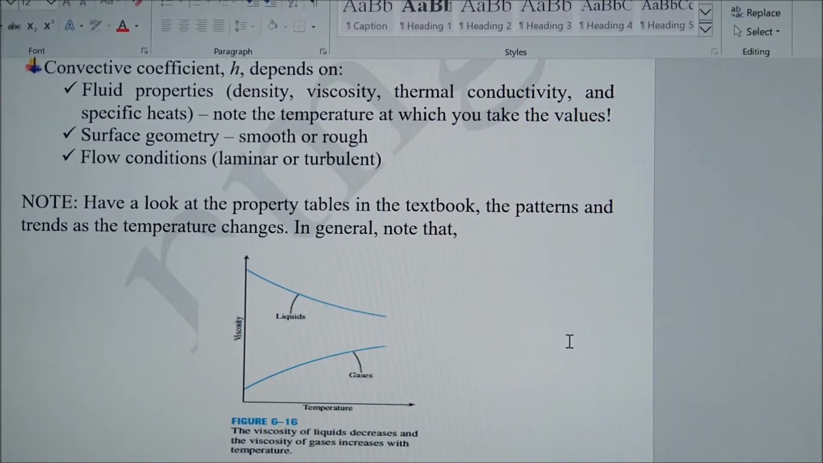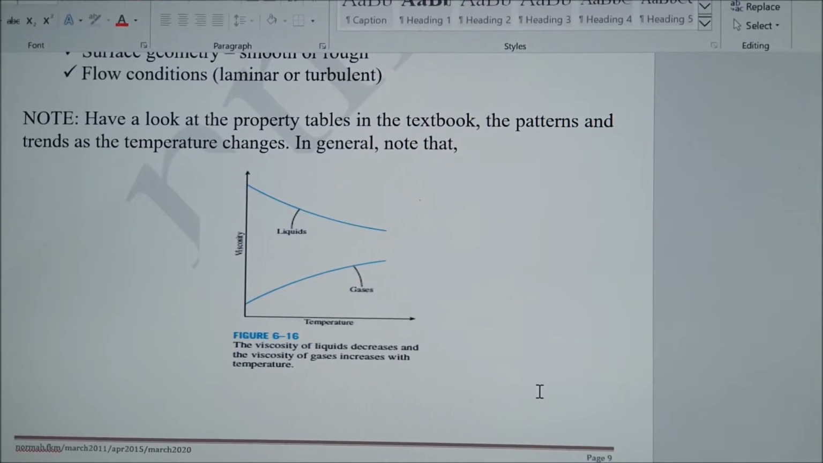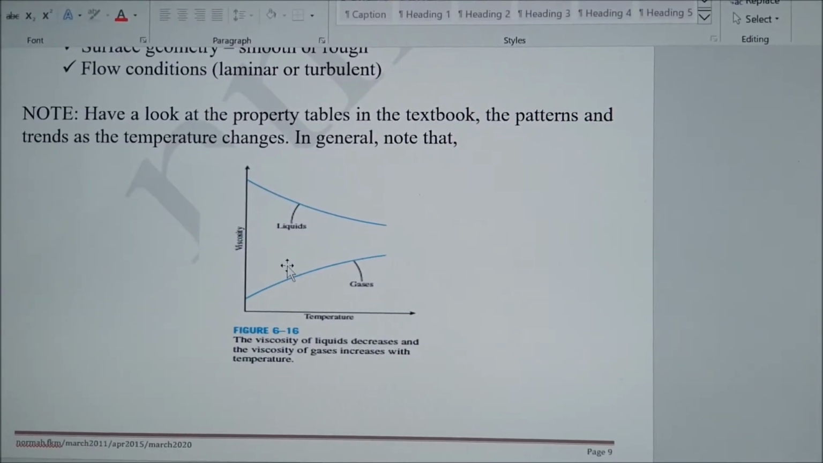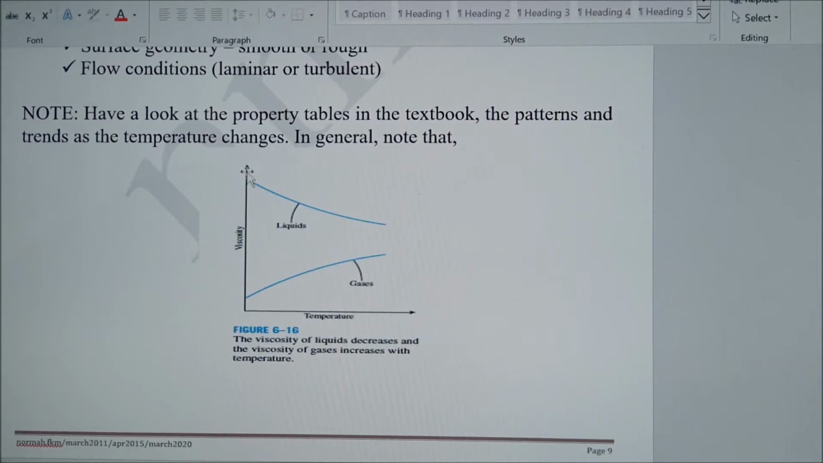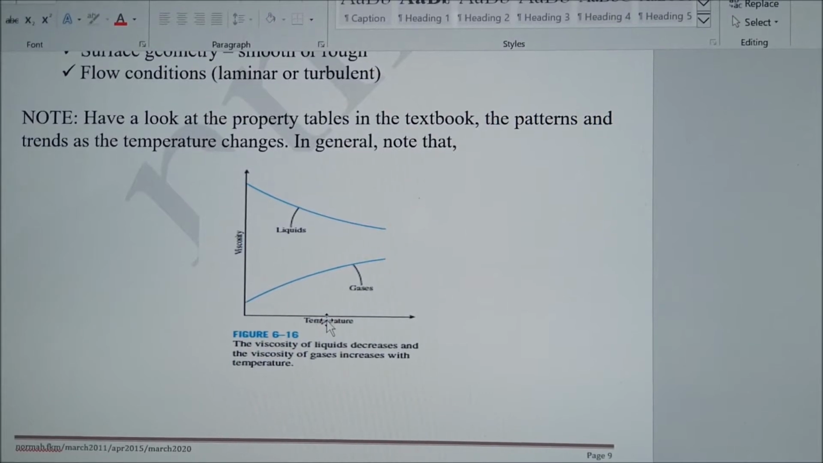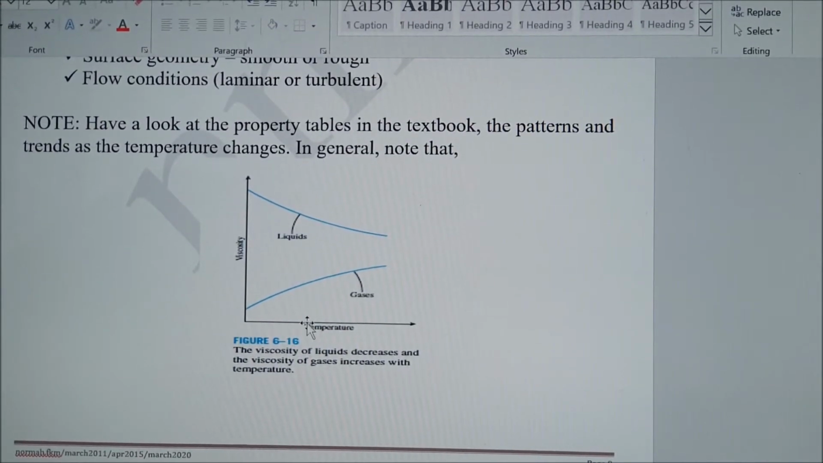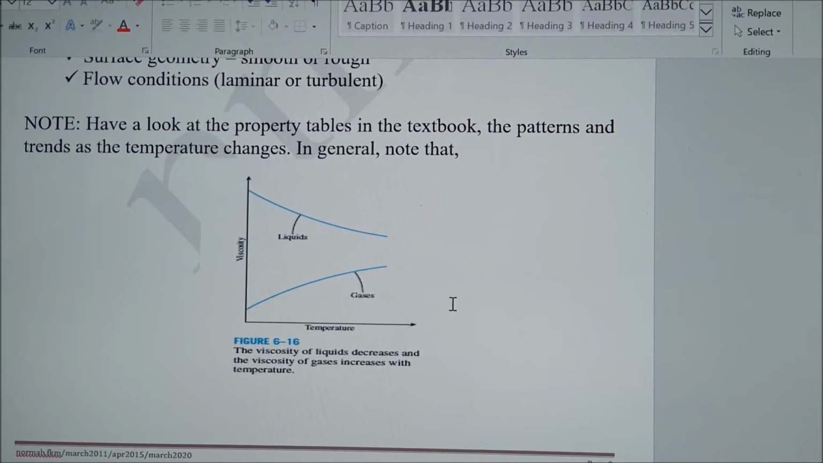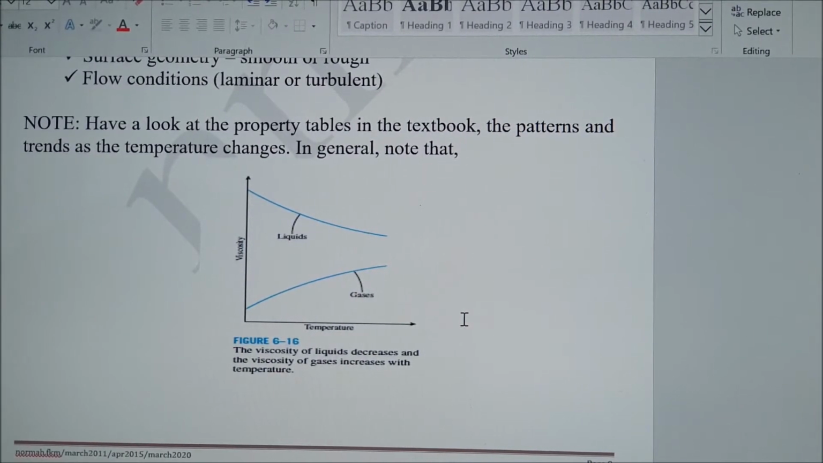Now please take time to look at the data that you have in the appendices. Don't take those for granted. Look at the patterns and trends as the temperature changes. In general, note that for liquids, as the temperature increases, the viscosity decreases. For gases, as the temperature increases, the viscosity increases as well. You can look at other properties. Some may change significantly with temperature, while others do not.